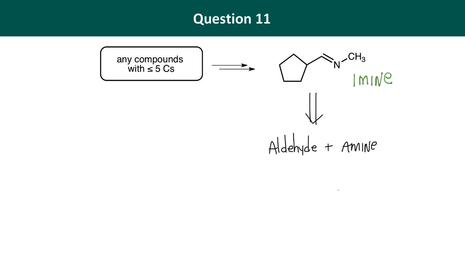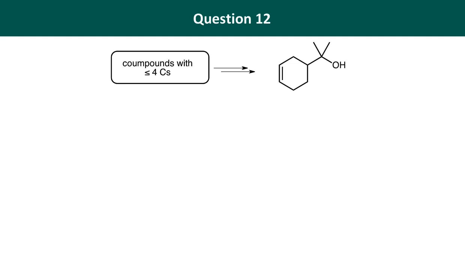But I'll remind you that the bond that you're forming is this one, the carbon-nitrogen double bond. And the nitrogen comes from the amine, the carbon comes from the ketone or aldehyde. Again, this question is pretty open-ended, right? Your eventual starting materials can be anything as long as they have 5 or fewer carbons.